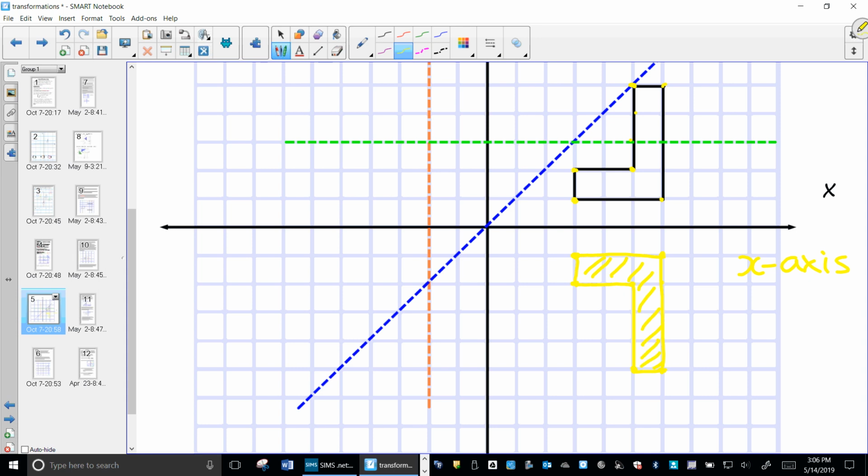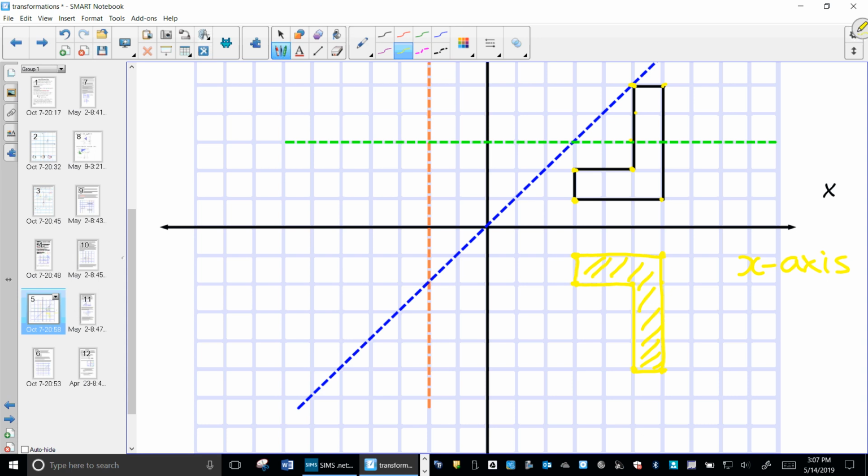So that yellow one has been reflected in the x-axis. Now, as I said a second ago, if we were to fold our paper along our mirror line, in this case along the x-axis, our original shape should sit on top of the one that we've just drawn. If it doesn't, you've done something wrong. Either you haven't folded it along the correct line, or you miscounted when you were drawing your reflection.